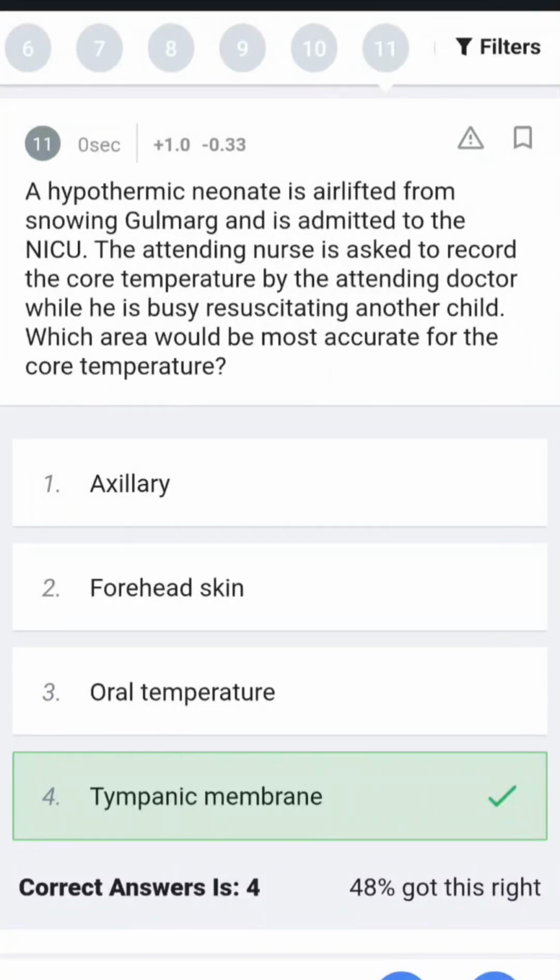Question number 11. A hypothermic neonate is airlifted from snowing Gulmarg and is admitted to the NICU. The attending nurse is asked to record the core temperature by the attending doctor while he is busy resuscitating another child. Which area would be most accurate for the core temperature? Correct answer is option 4, tympanic membrane.